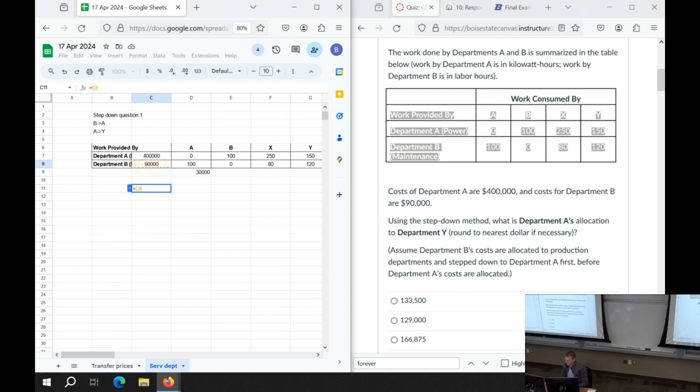So now Department A's costs are 430,000. That's the best label I've ever written. So nice.